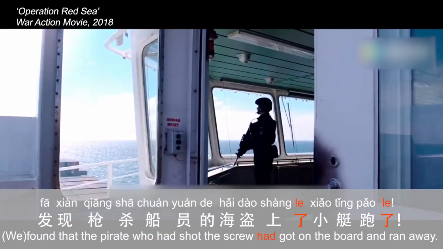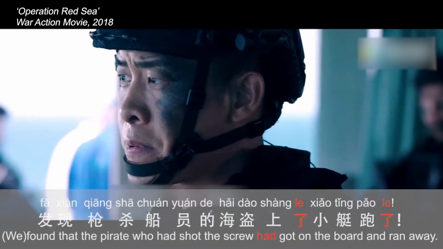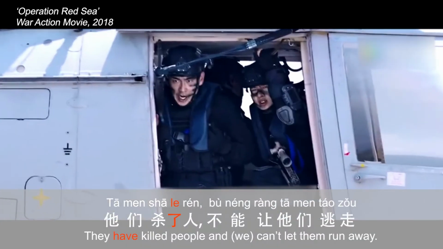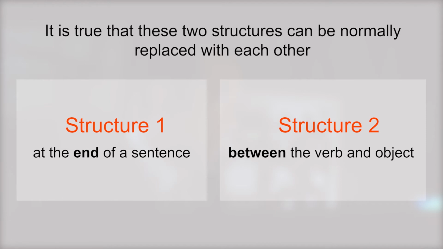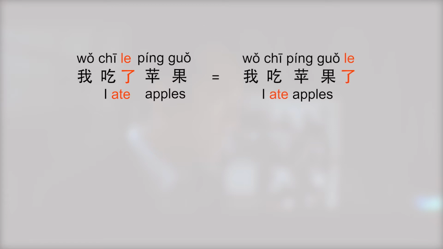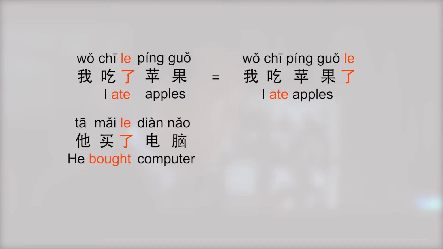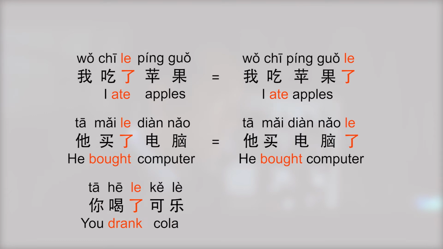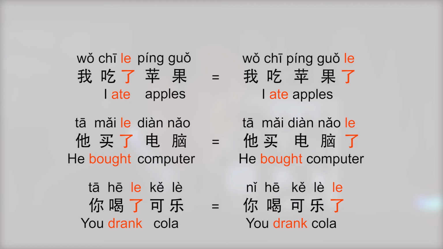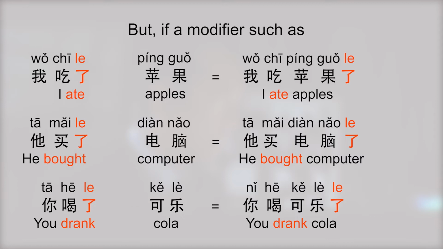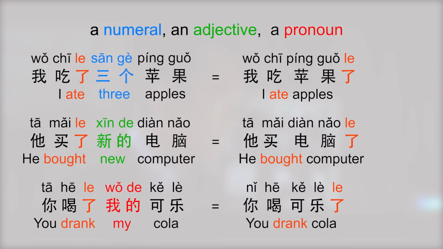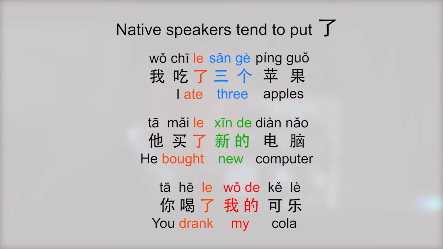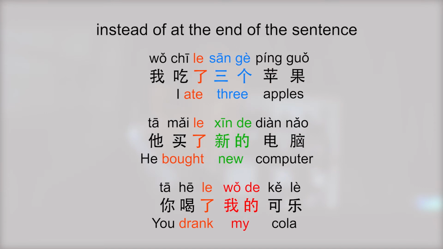It is true that these two structures can be normally replaced with each other. 我吃了苹果 equals to 我吃苹果了。他买了电脑 can be replaced with 他买电脑了。You can say 你喝了可乐 or 你喝可乐了。But if a modifier such as a numeral, an adjective, a pronoun, or other attributives is added before the object, native speakers tend to put了 between the verb and the object, instead of at the end of the sentence.